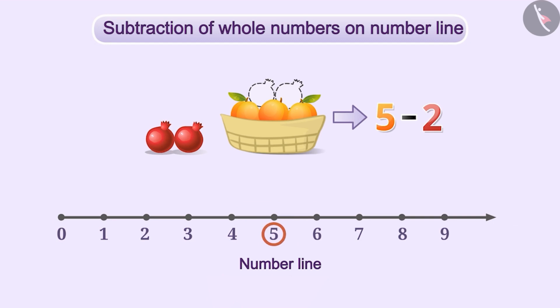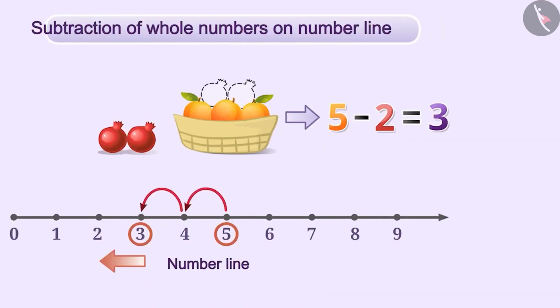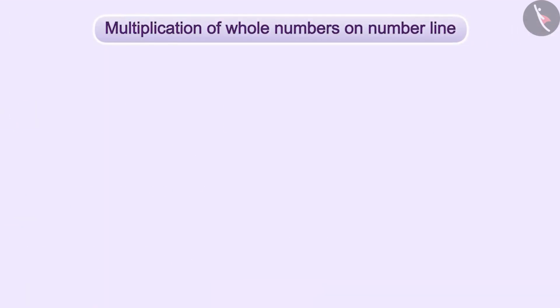Since we have to subtract the number 2 from 5, we will take 2 steps to the left, from 5 to 4 and 4 to 3. To represent the steps, we will use arrows pointing towards the left direction. The last arrow points to 3. Thus, the subtraction of 2 from 5 gives 3. That is, 5 minus 2 is equal to 3. Now let us learn how multiplication of whole numbers is represented on the number line.